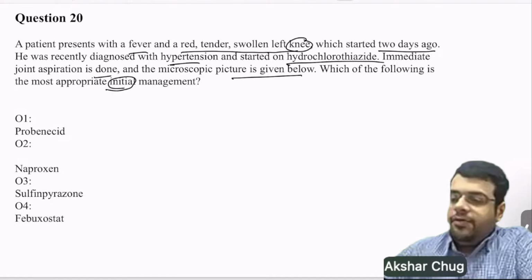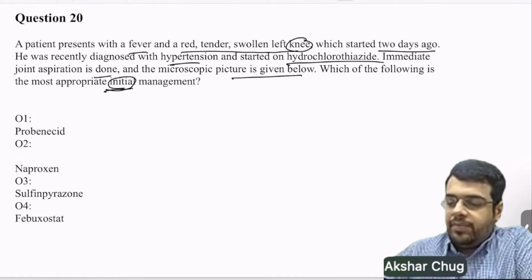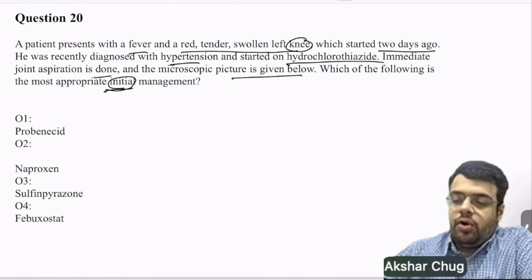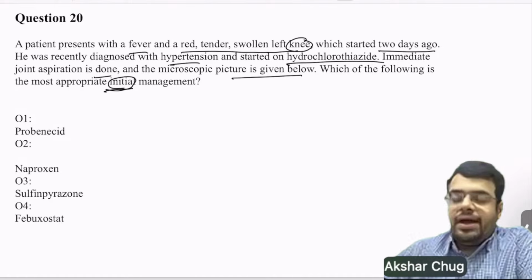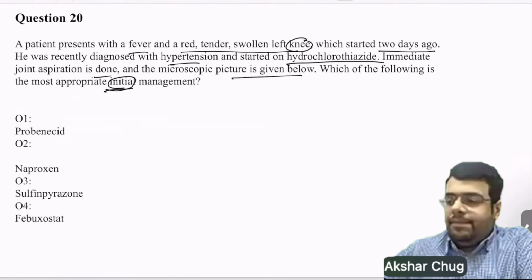Which of the following is the most appropriate initial management? Now from the options you can see almost all the drugs are used in gout. But here we are asked the initial management. So every time, the first initial management is NSAIDs.